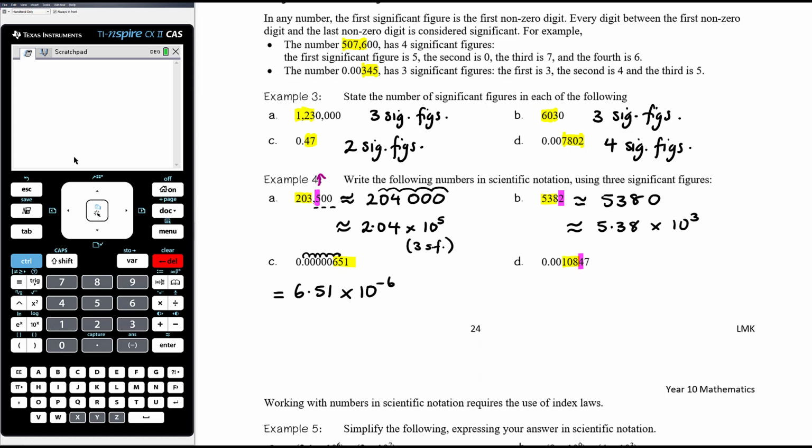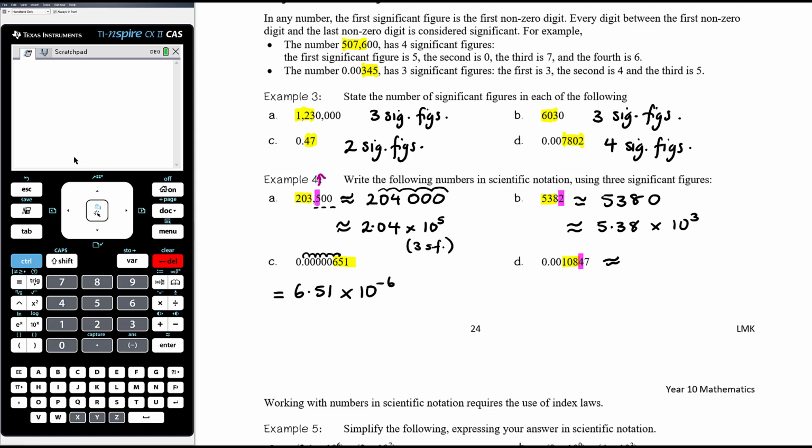Same with significant figures. If we want to round to 3 significant figures, we need to look at the 4th significant figure, and the 4th significant figure only, to decide whether or not we need to round up or down. Or, sorry, round up or not round at all. Well, I guess we are rounding down because we're dropping off some digits.